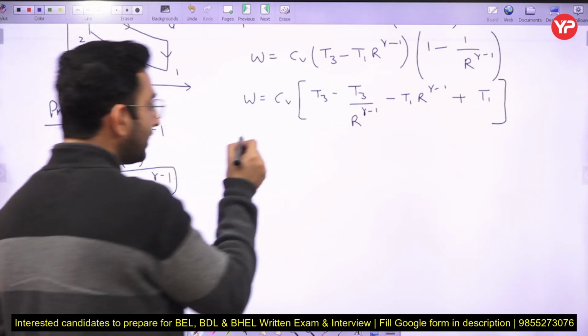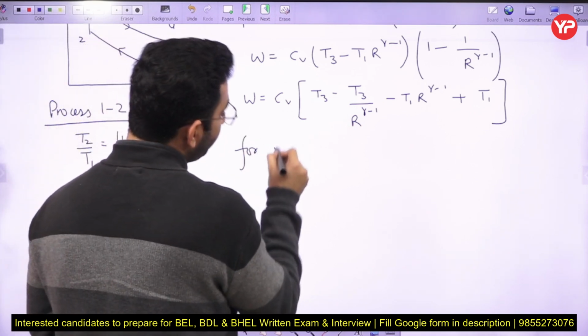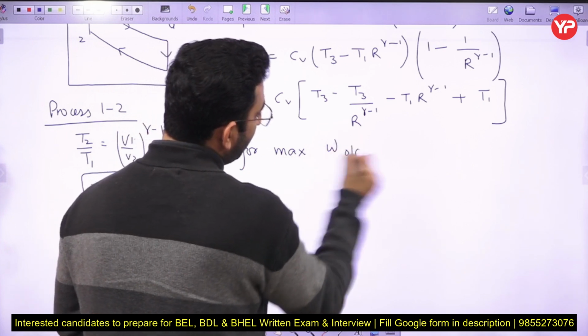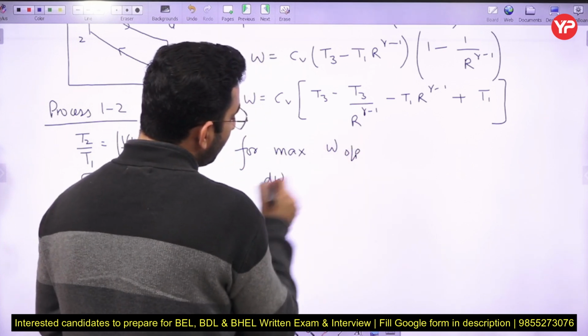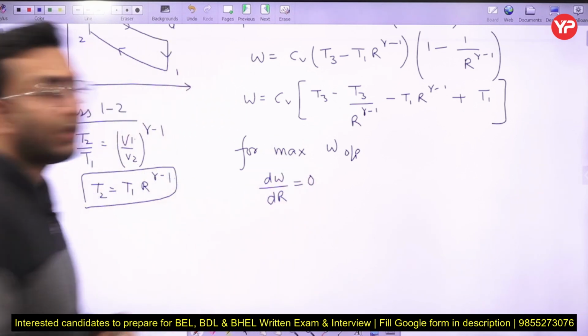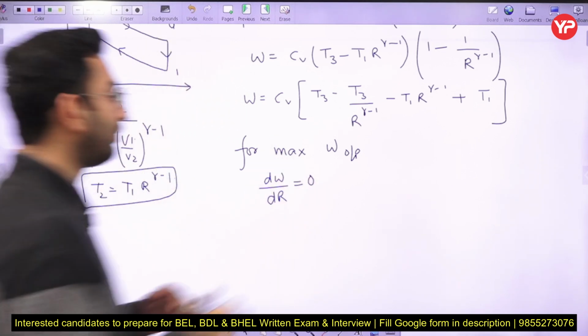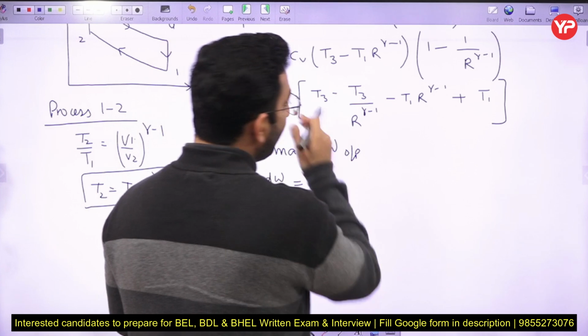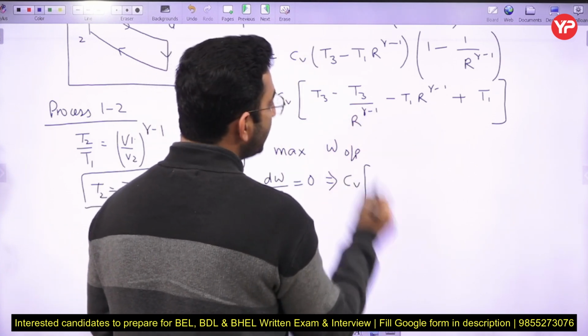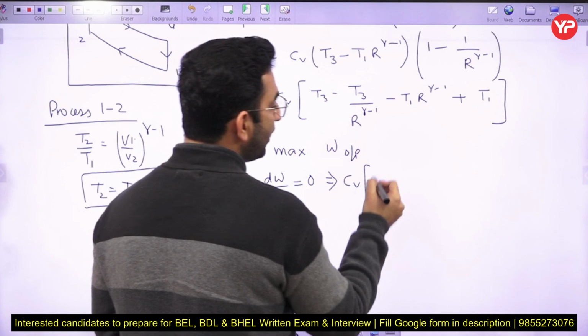So we can say for maximum work output, the differentiation of work with respect to the compression ratio, dW by dR, has to be equal to 0. So you are just simply differentiating this term here. You can see that the differentiation of T3 is going to be 0.